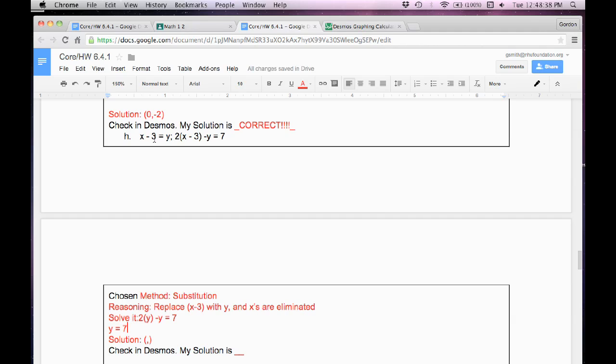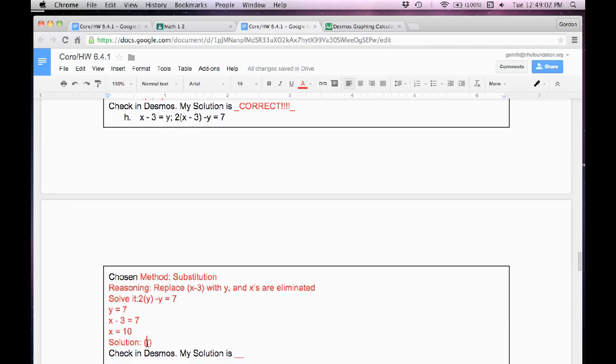All right, so let's take that y and put it into here. I could choose either equation, so let's put it into here. I see x minus 3 equals y, so x minus 3 equals 7. So then we'll add 3 to both sides, and we'll get x is equal to 10. So our solution should be 10, comma 7. All right, that sounds plausible.